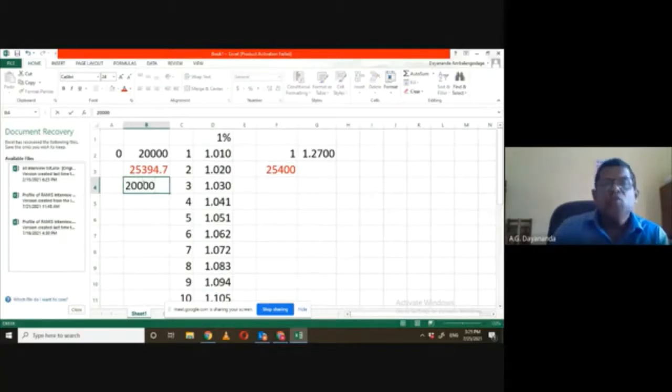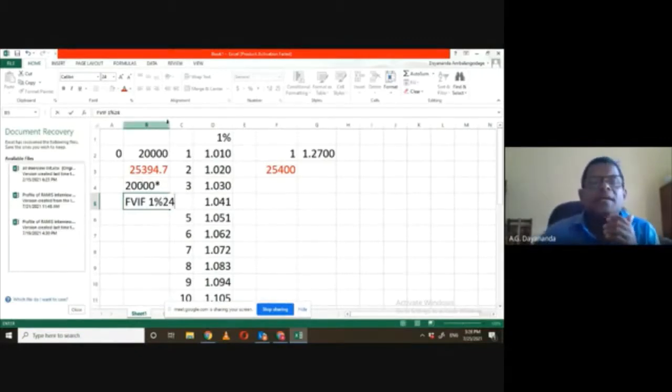25,000 into, clear? I would say, if I'm writing in a correct way, we are writing future value interest factor. Can you remember this? Future value interest factor for 1%. 1% for how many periods? 24 months. So that's how you write it.